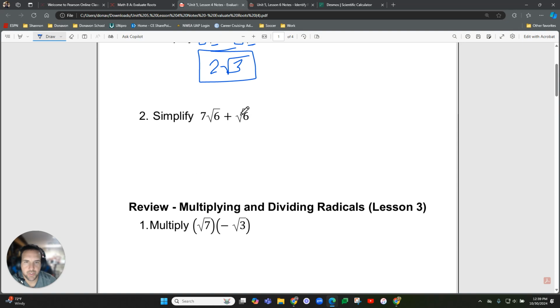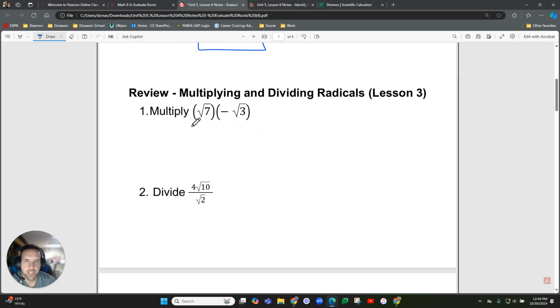All right, with question number 2, we've seen this one a couple times probably if you've watched the Lesson 2 and Lesson 3 notes. So we just add these two. Again, if there is no coefficient in front of the root sign, there's an invisible 1, because 1 times the square root of 6 is just the square root of 6, because 1 times anything is just that number. So we have 7 plus 1. They both have the same index, which in this case is 2 because there's nothing there. And they both have the same radicand. Both are square roots of 6. So then we would just add the coefficients. 7 plus 1 is 8. So that's 8 square roots of 6.